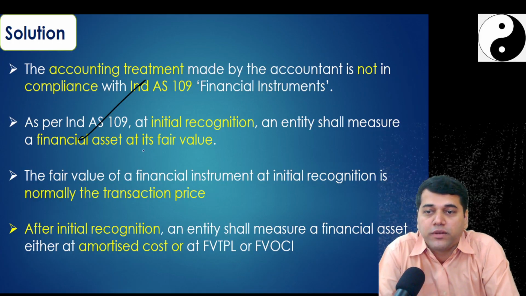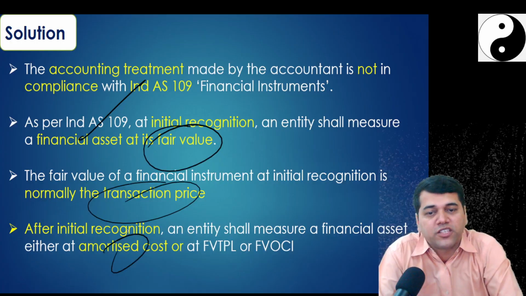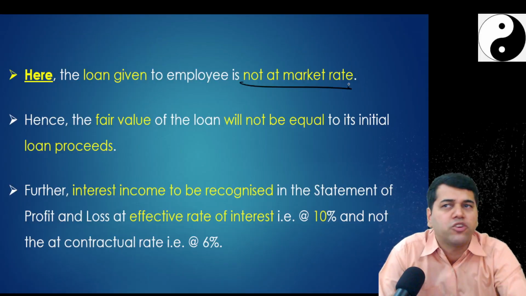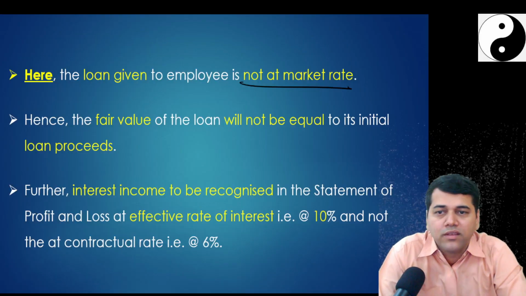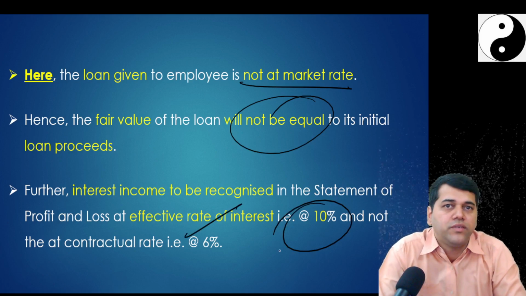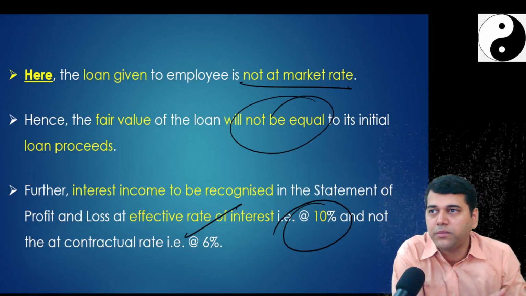Ind AS 109, financial instrument: initial recognition should be at fair value, the transaction price. Classification: the loan is not at a market value. See, simple, short, suggested answer. So fair value will not be equal to its initial recognition. Interest should be at 10%. Finish. You are told for 2 marks or 3 marks how much is sufficient.